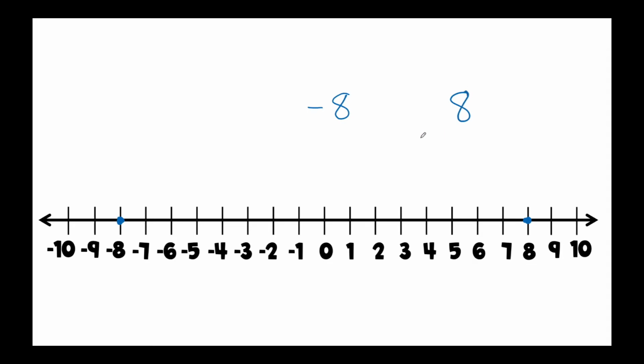Now, let's try to do the subtraction. The first thing that you need to do is add the opposite of the second integer. Let's see. We have negative 7 minus positive 3. So I'm going to bring down my first integer. Then I'm going to add the opposite of the second integer. In this case, the opposite of positive 3 is negative 3.